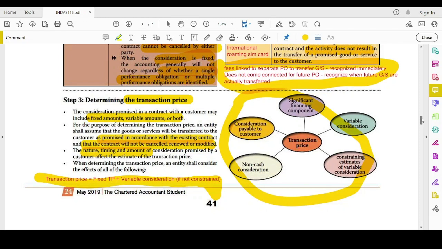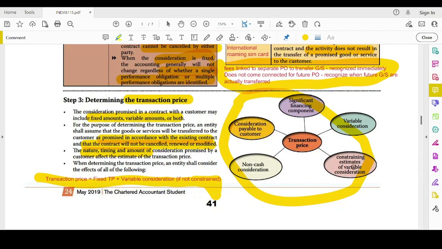And then the third is the amount of consideration, whether it is 1 lakh or 10 lakh, it affects the price, right? So the transaction price here would include the fixed transaction price plus the variable consideration which is not constrained. Not constrained means you have no doubt that the amount will not be received. Okay, transaction price would involve the five components which I'm going to discuss now.